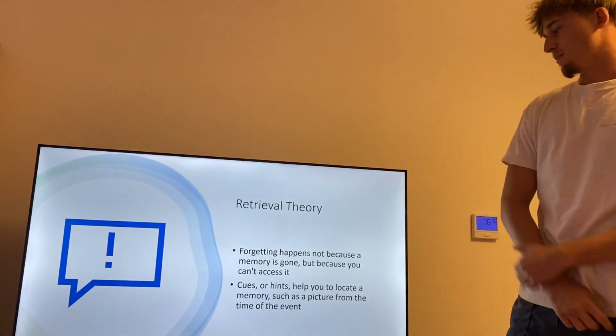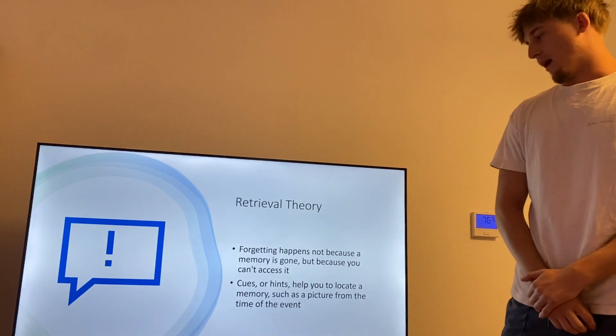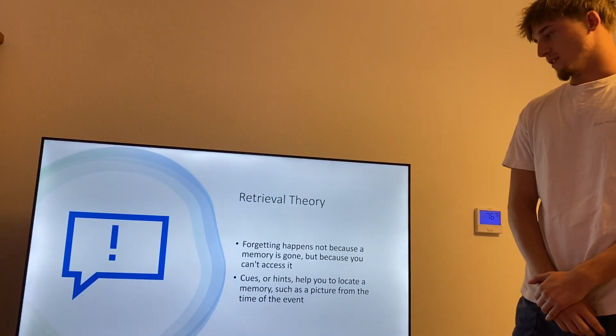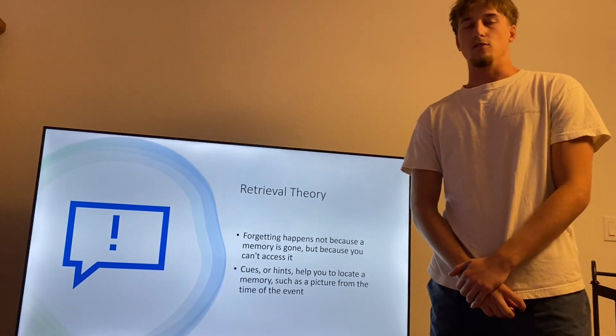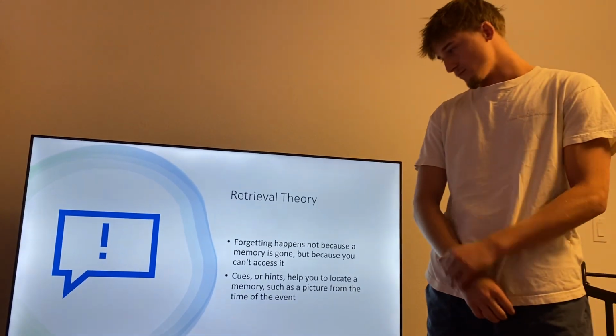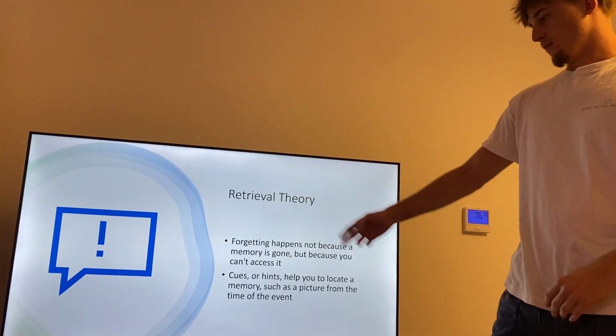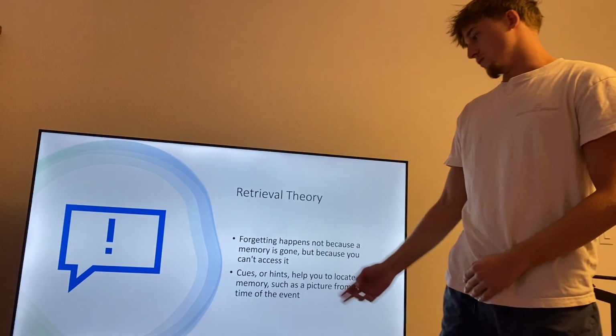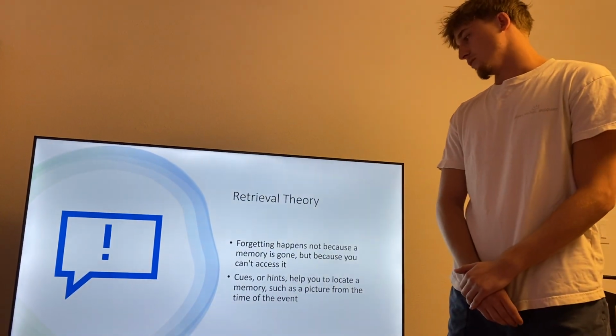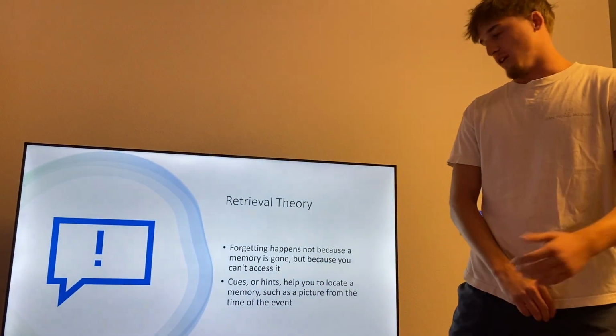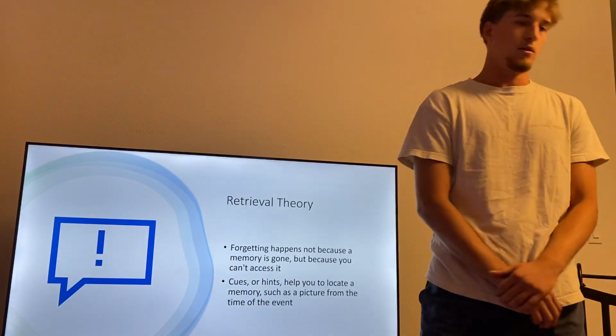This type of forgetting happens not because the memory is gone, but because you can't access it due to all those other memories. And then to help access that memory, cues or hints will lead you to that memory, such as a picture of the time of the event.